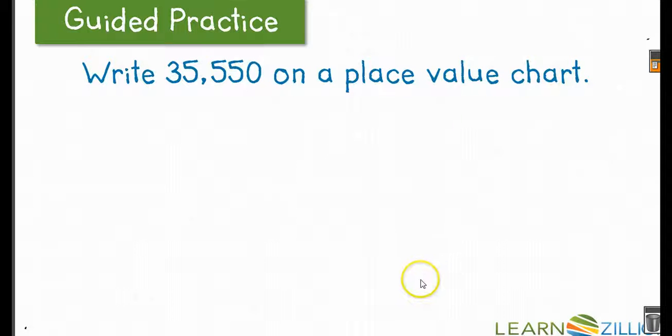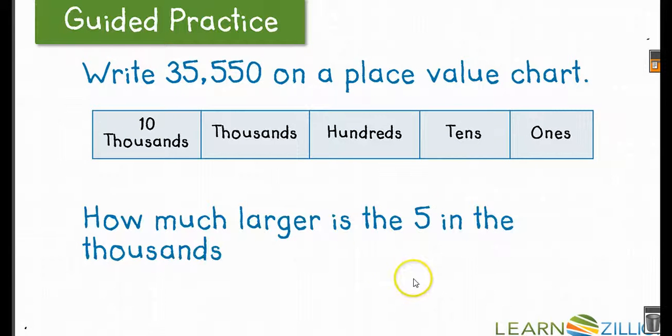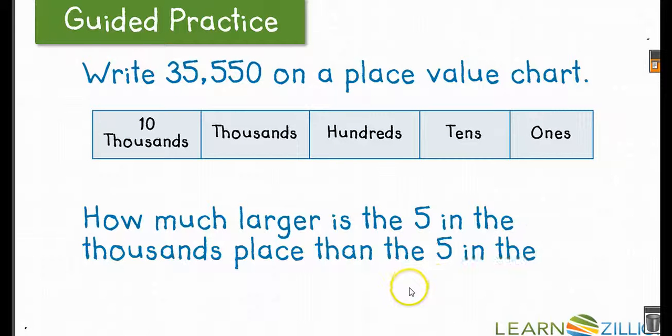Write 35,550 on this place value chart. So take your pencil and fill in those numbers, please. And then answer the question. How much larger is the 5 in the thousands place than the 5 in the tens place?